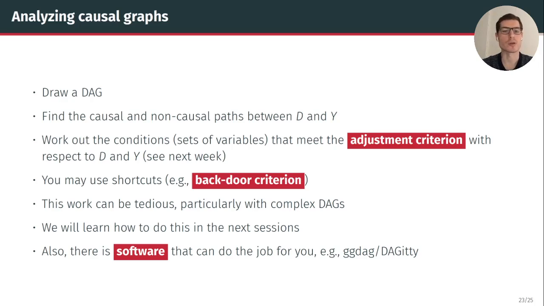This refers to the so-called backdoor criterion, but in principle, we will have to look at the entire graph to also identify these shortcuts. Now, this work can be tedious, particularly with complex graphs, and you will see a couple of those. But we will learn how to do that in the next sessions. And you don't have to do that by hand.